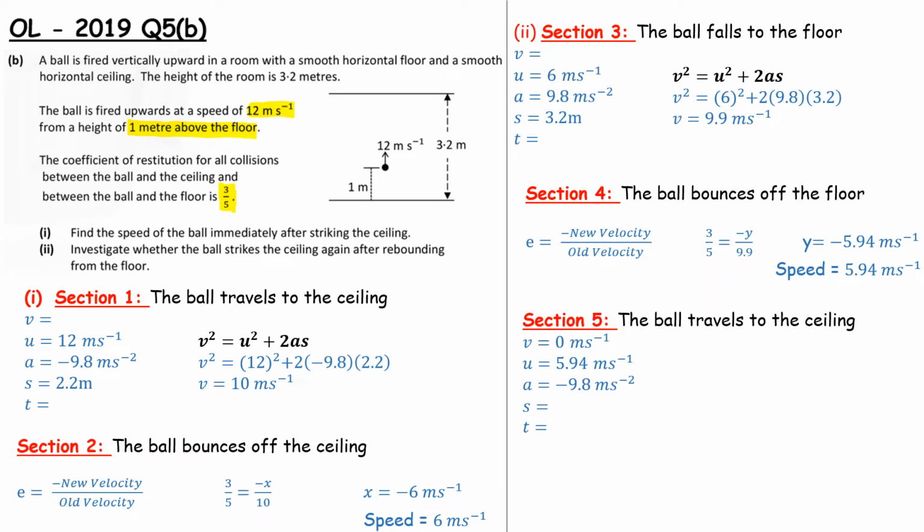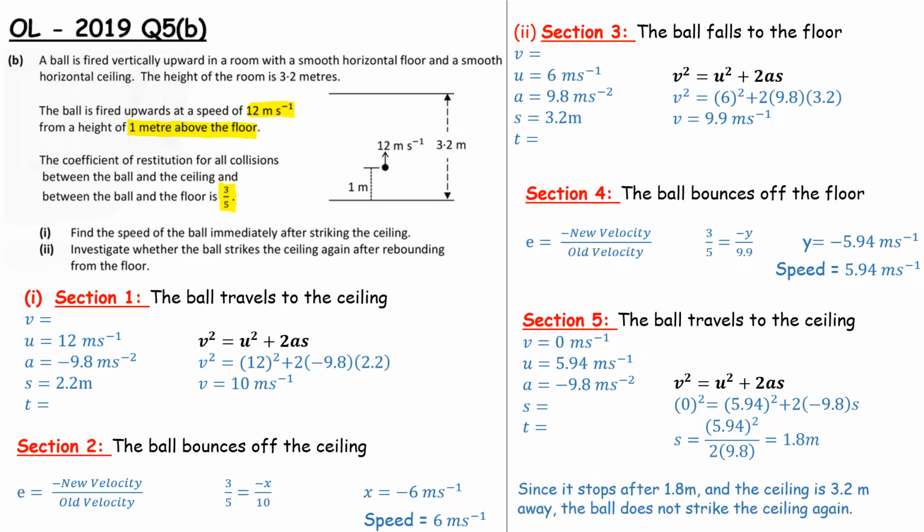So I'm going to work here and try to understand the max height, which is S. I'm going to use V squared is equal to U squared plus 2AS again. I'm going to sub in and look for S. So S works out about 1.8 meters. Based off that, that's less than 3.2, which means it will stop about 1.8 meters up. That basically tells us that the ball will not strike the ceiling again. So make sure you answer the question as you were asked.